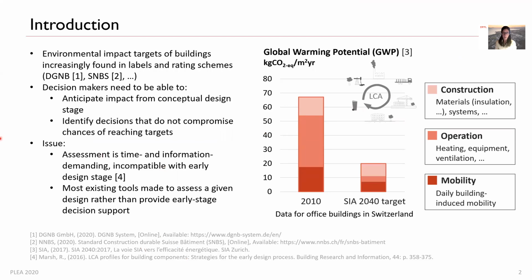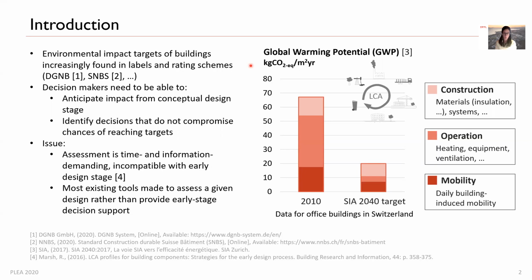visualization of decision pathways towards reaching environmental impact targets at the early design stage. Environmental impact targets expressed, for instance, in terms of global warming potential or greenhouse gas emissions are increasingly found in different labels and rating schemes. However, from the point of view of decision makers, it's rather difficult to anticipate the impact of their design decisions from the conceptual design stage and to see which decisions may compromise or help achieve a given target. So this is what we're specifically interested in looking at here.